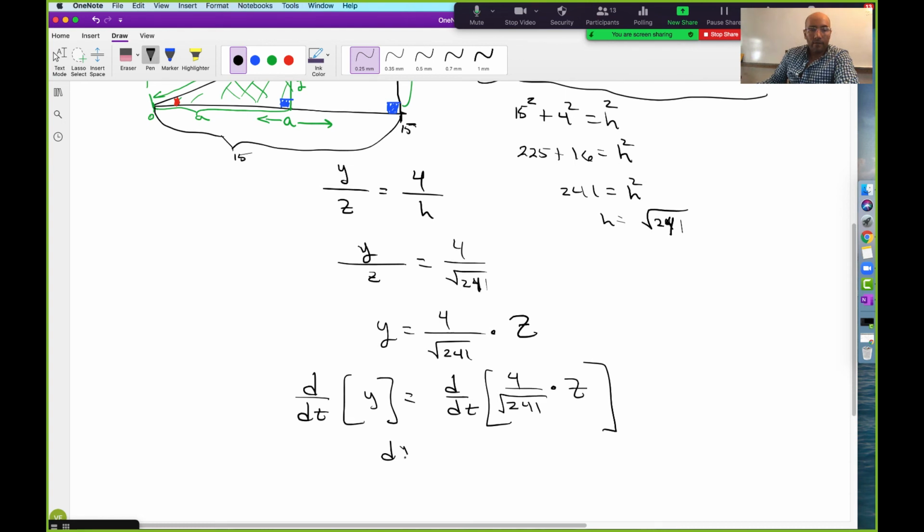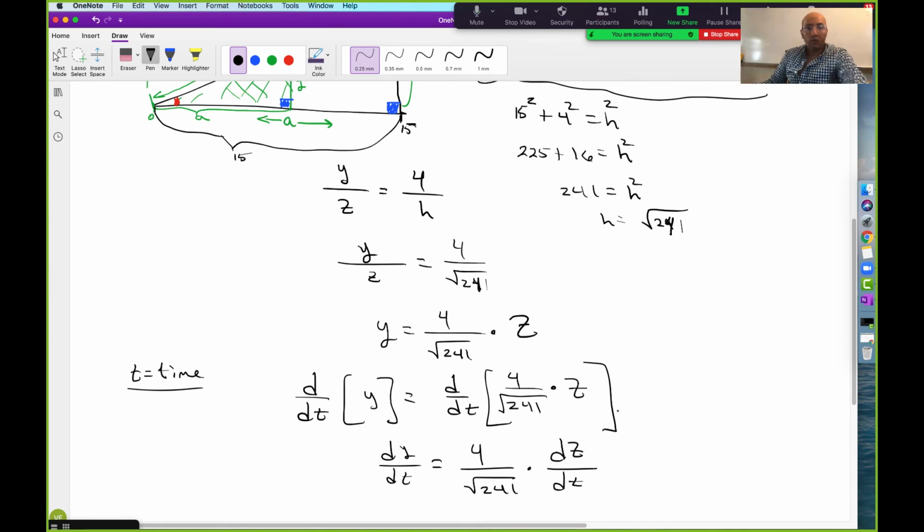And so we get that dy dt, the speed at which y is changing, right? T is time. So if you want to know the speed of something, you've got to take its derivative with respect to time. So the speed that y is changing is equal to, and now this is a constant, we can just pull it out, 4 over root 241 times dz dt.